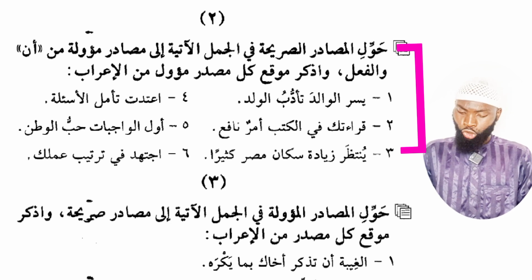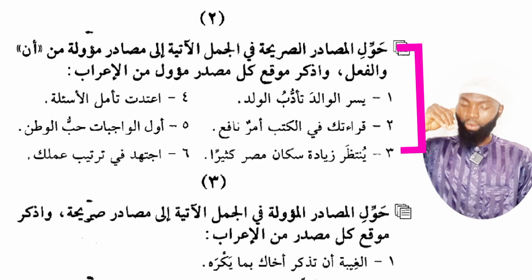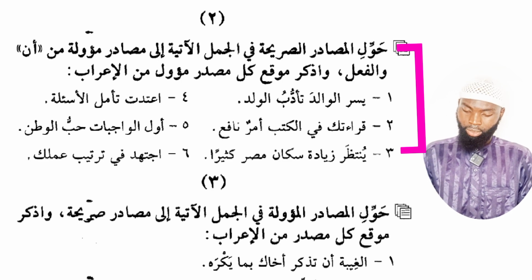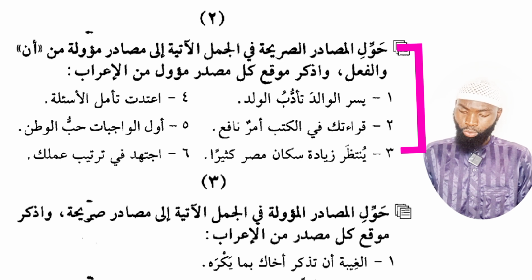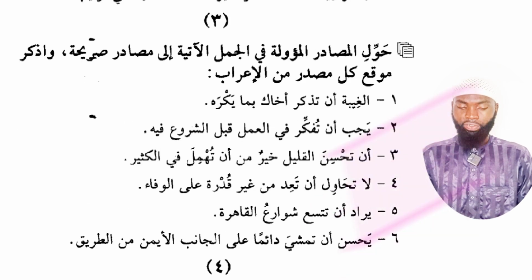Number 3, we have yuntadharu ziyadatu sukani misra kathiran. Increase in the inhabitants of Egypt is something that is waited for, that is expected. So you see, yuntadharu ziyadatu sukani misra kathiran. You can see yuntadharu an tazida aw an yazida sukanu misra kathiran. So here it is coming as what? Na'ibu fa'ilin. Now you can solve the remaining by yourself.